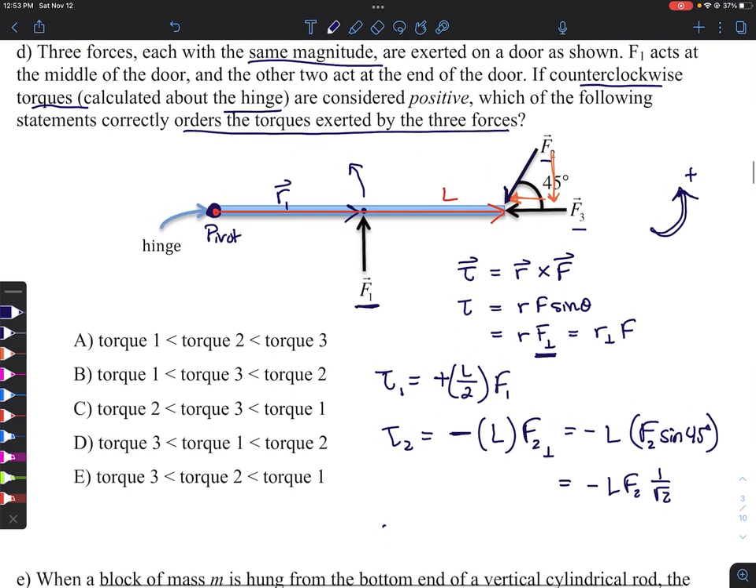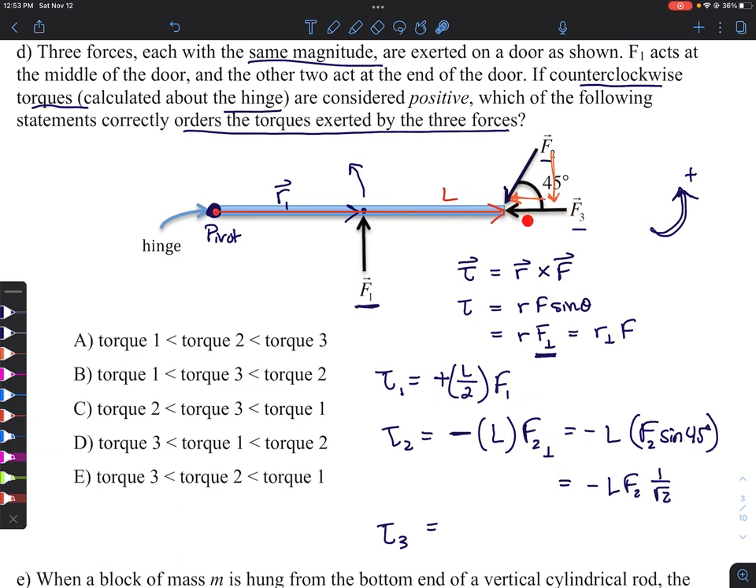So finally, we need to figure out the torque exerted by F3. When I look at this, I see that the lever arm in this case is still this red lever arm that we drew for F2, because we're going from the pivot all the way over to the point where the force is applied, and F3 is applied at the end of the door. However, there's no perpendicular component to the lever arm for F3.